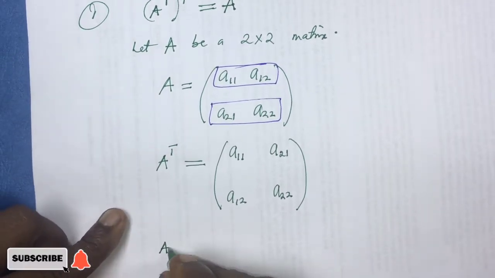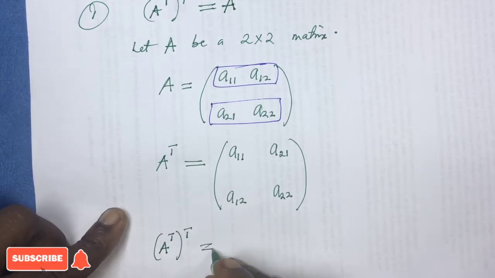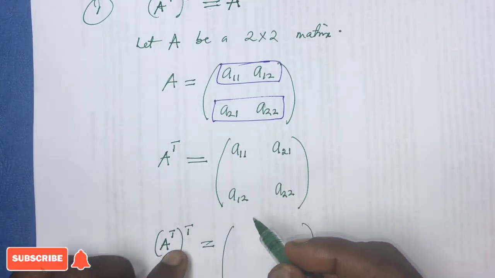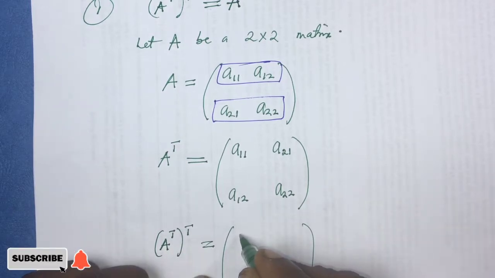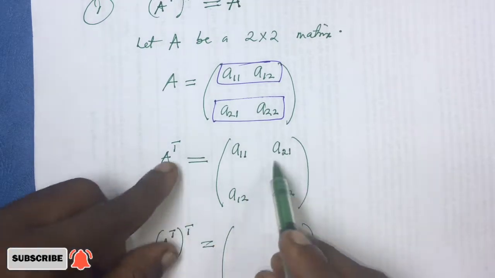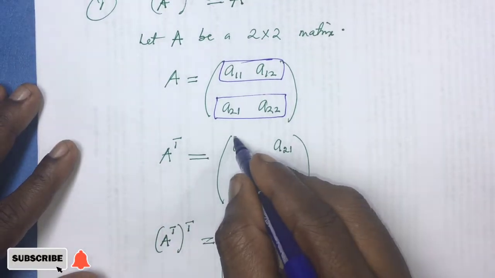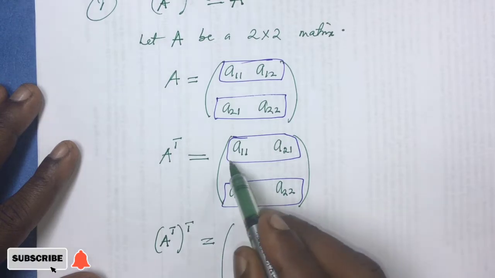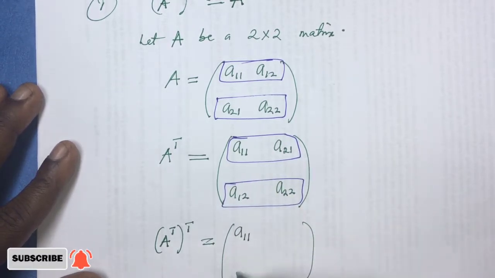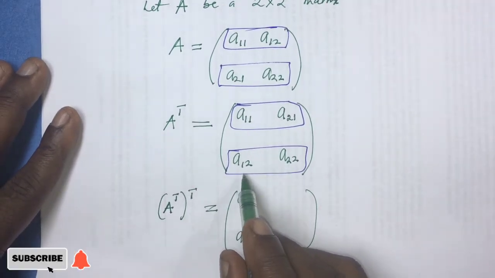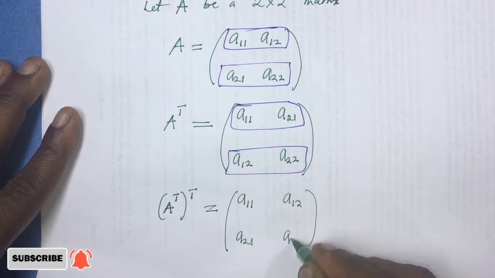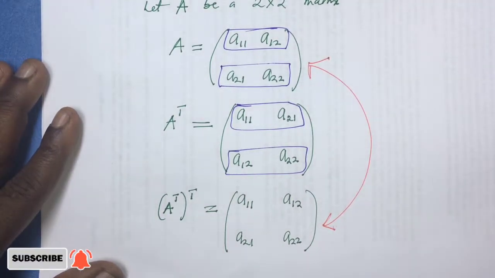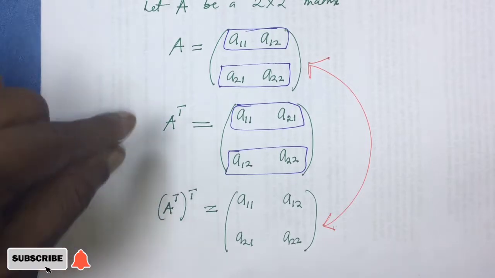Now, let us transpose the transpose of A to see if it will give us A. What is the transpose of A transpose? Now take note, this was A transpose. If we are to transpose A transpose, it will mean converting the rows in A transpose to become columns. When you do, this row in A transpose will now become a column, A11, A21. And this other row in A transpose will become a column, A12, A22. Now what do you observe? Notice that A transpose transpose is the same as A. Do you see it? A transpose transpose is the same as A.